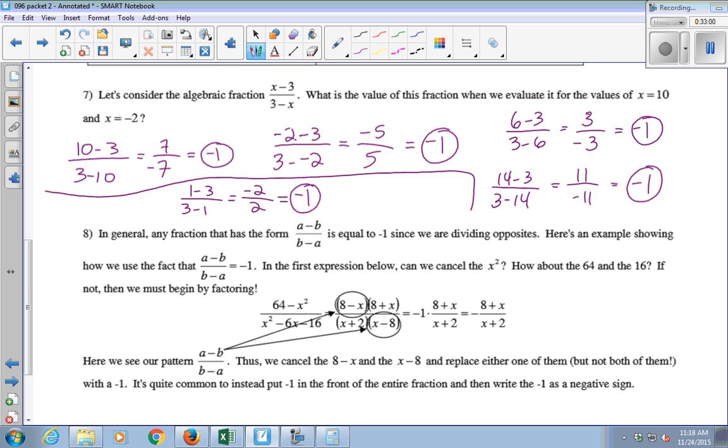So it turns out this is always true. If you have a fraction a minus b over b minus a, right, you just reversed the order of the subtraction, it always cancels to negative 1. Always will reduce to negative 1. A negative number.